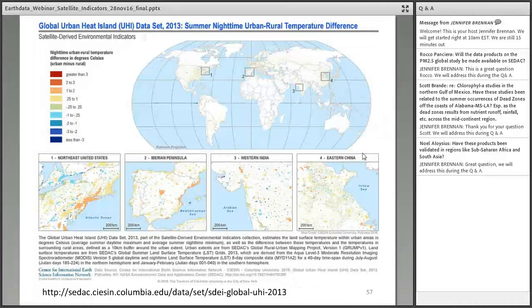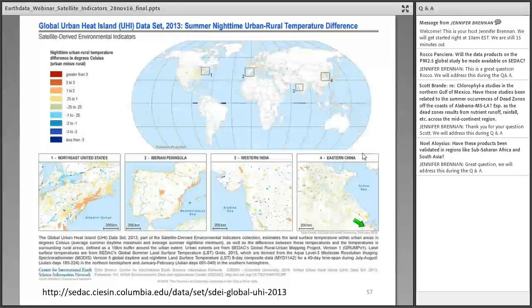What we did is we used that grid of land surface temperature for both daytime and nighttime land surface temperature. And we ran it through a process where we took the urban extents from the Global Rural Urban Mapping Project and looked at the temperatures within, say, the large urban extent in the northeast corridor of the U.S. and the 10 kilometers around to see what the temperature differences are. This is Madrid, for instance, and parts of eastern China.